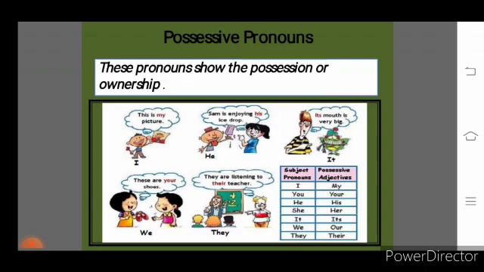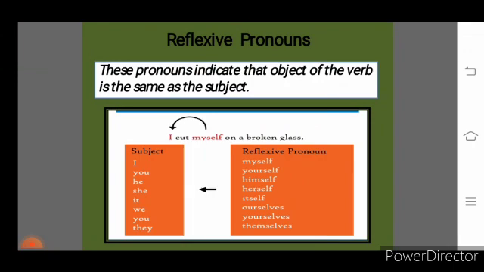So students, the next one is reflexive pronoun. What do you mean by reflexive pronoun? These pronouns indicate that the object of the verb is the same as the subject. It means the subject and object are the same person. I cut myself. Here, I is the subject and myself is the object. It is used for the same person, right? So the reflexive pronoun of I is myself.